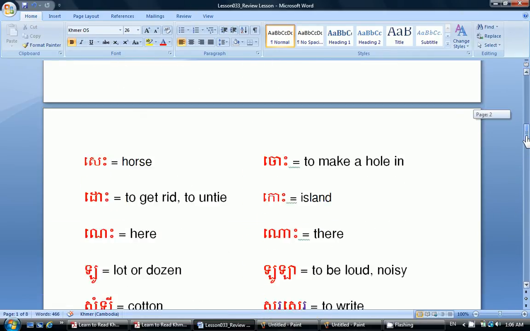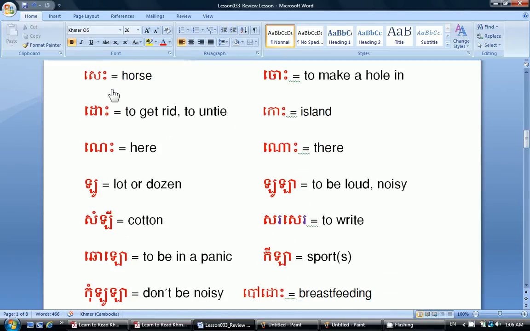Se means horse. Da means to get rid or to untie. Ne means here. Lo means lot or dozen. Sam lay means cotton. Chow lao means to be in a panic. Gom lo la means don't be noisy. Ja means to make a hole in. Ka means island. Na means there. Lo la means to be loud or noisy. So say means to write. Gai la means sport. Bao da means breastfeeding.